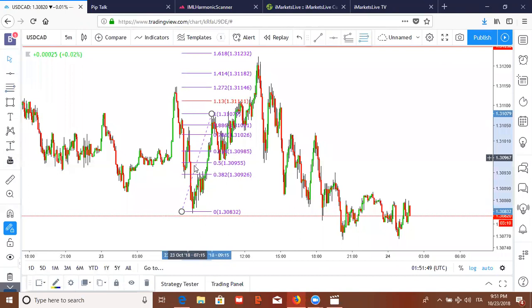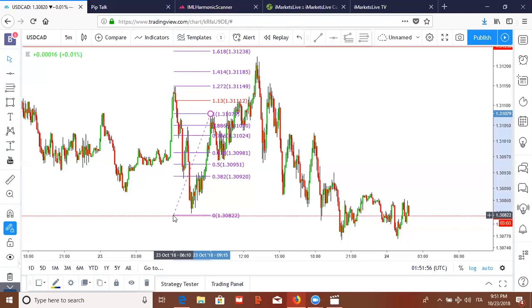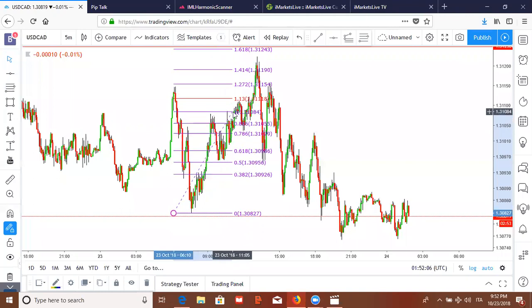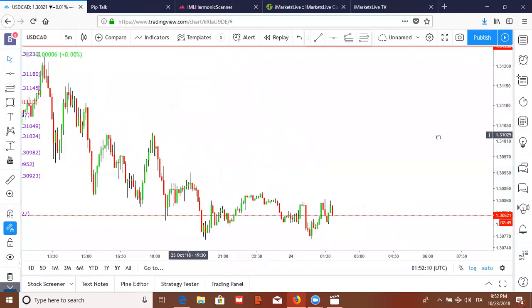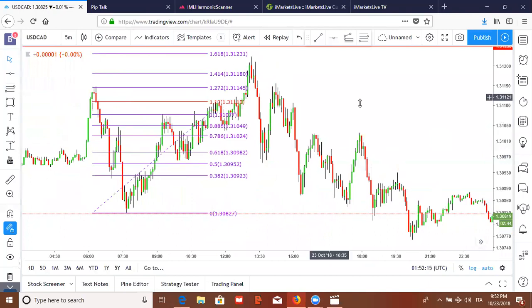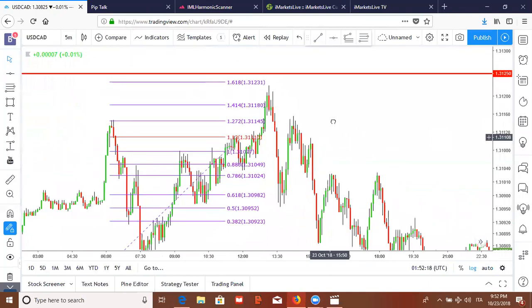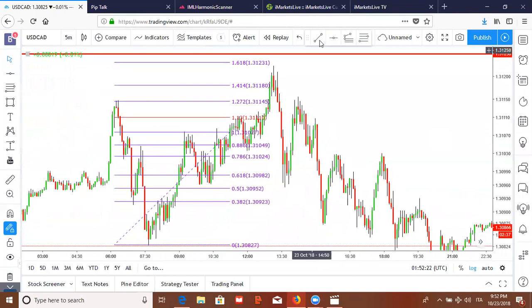Yeah, this would have been invalid because price closed above the 1414. If I can get this right here too. All right, right there. And right here. So what I mean when I say a pattern is invalid, this is what I mean right here. So we got everything lined up perfectly, okay?